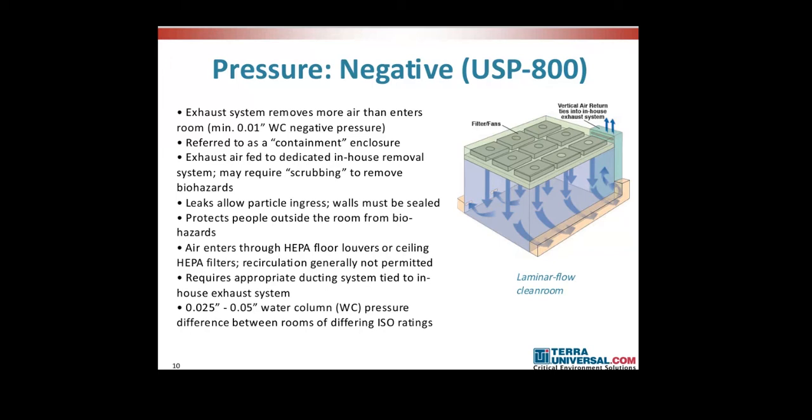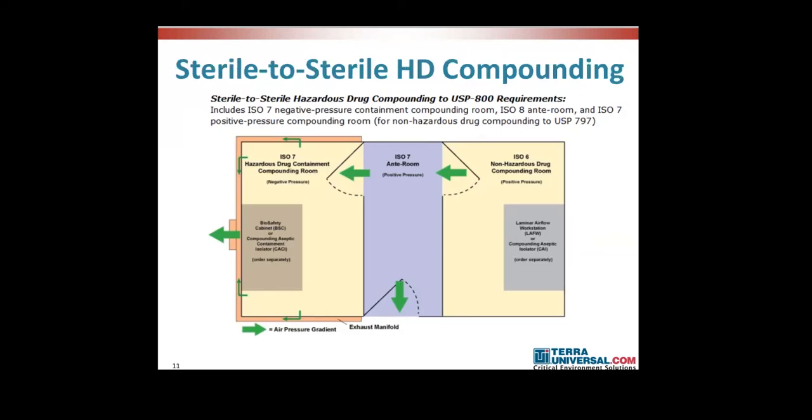Now, in a sterile-to-sterile hazardous drug compounding situation, we would be recommending a number of room designs. The one that you see here is a very versatile layout, space-efficient, that also provides capability for both hazardous drug and non-hazardous drug compounding. So as the USP spec prescribes, you would enter into an ISO 7 anteroom, and you would move either into the negative pressure hazardous drug room, which is represented here on the left side, or into the positive pressure USP 797 room for non-hazardous drug compounding.